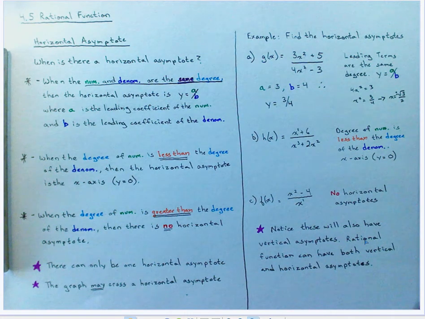Okay guys, so that was horizontal asymptotes. Quick review of it. When the numerator and the denominator are the same degree, then I say y equals a over b, where a is the leading coefficient of the numerator and b is the leading coefficient of the denominator. When the degree of the numerator is less than the degree of the denominator, my horizontal asymptote is simply my x-axis. And finally, when the degree of the numerator is greater than the degree of the denominator, there is no horizontal asymptote.